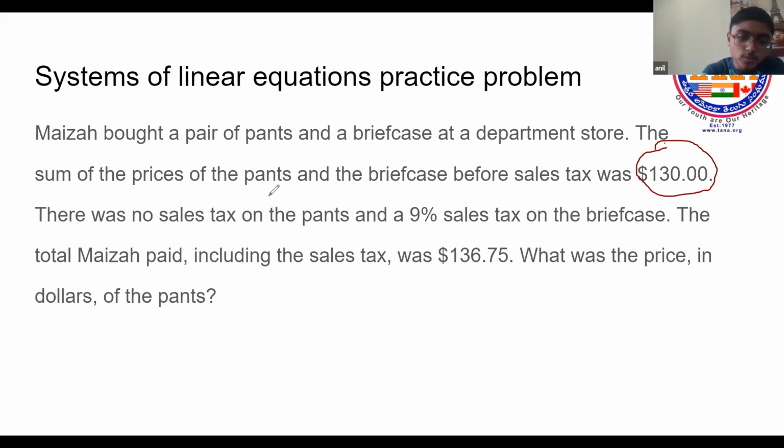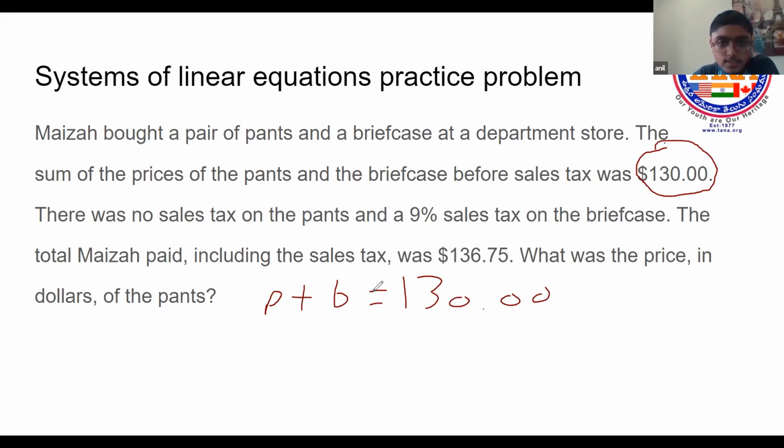So basically, you make 2 variables, P for pants plus B for briefcase. We don't know the total value of it, but we do know that before sales tax, this was how much they cost: $130.